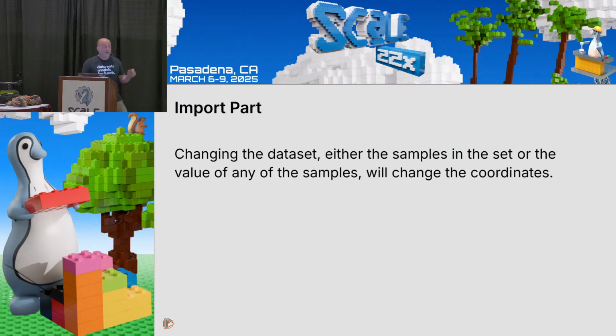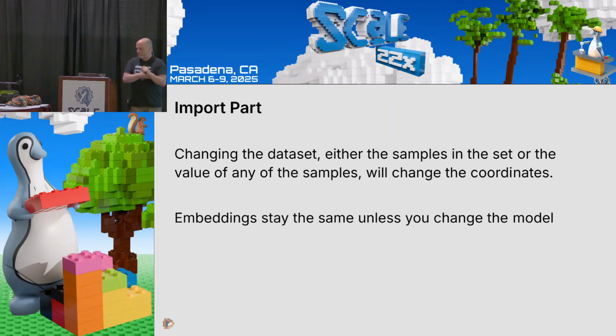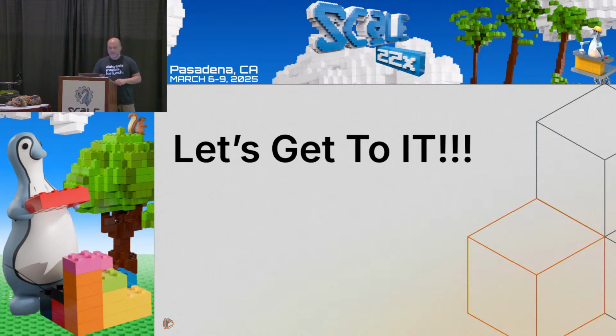The important part about this, though, is that changing the data set, either the samples in the set or any of the values, will change the coordinates. So while I said the embedding will always be the same if you put it through the model, the coordinates will not be the same after this if you change anything about the data set. You have to rerun the coordinates if you change anything in the data. That was the big take-home message. Embeddings stay the same unless you change the model. 2D projections are sensitive things. All right? That's it for slides for now.